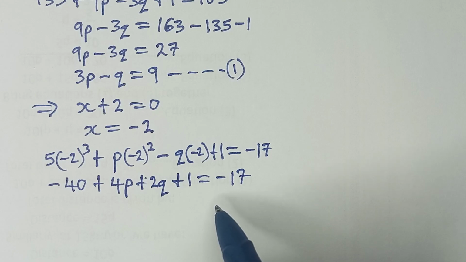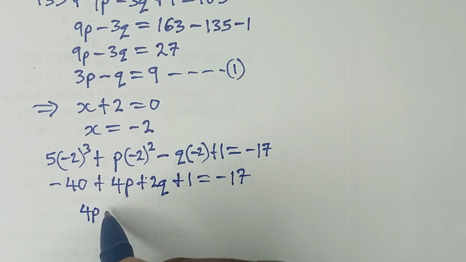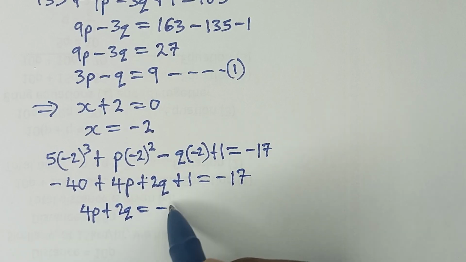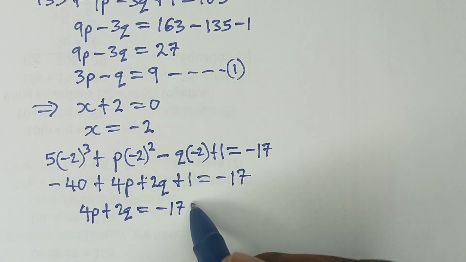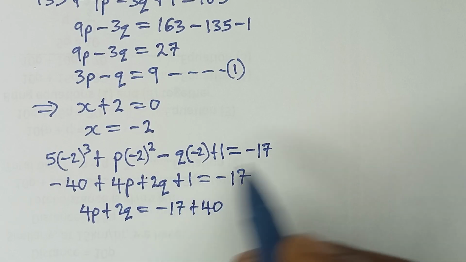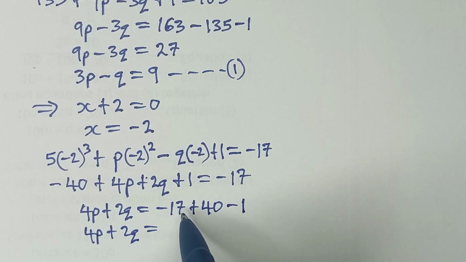So we can simplify further now. If I leave this 4p on this side, 4p plus 2q, and then negative 17. When this negative 40 goes to that side, it becomes positive 40. And then this positive 1 comes to this side, it becomes negative 1. So I now have 4p plus 2q is equal to negative 17 plus 40 minus 1, which will give us 22.